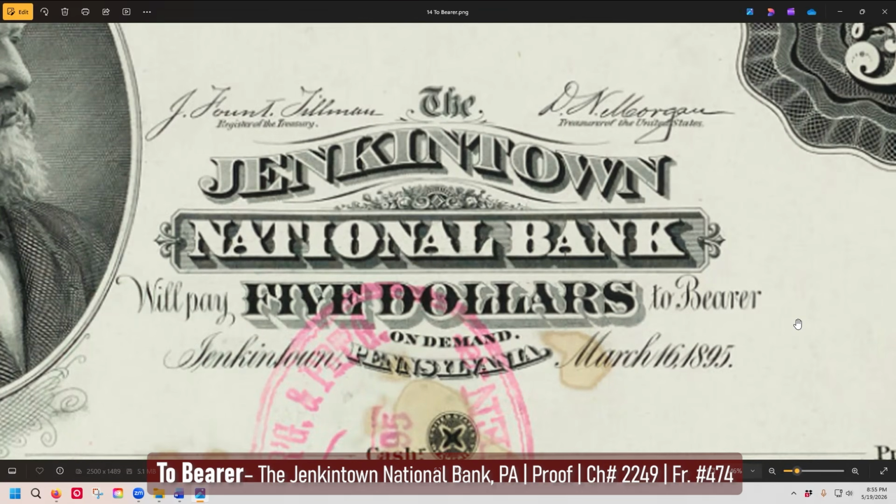Otherwise, this is the only one. This Jenkintown National Bank is the only two-bearer block title layout note. This might as well be one of America's greatest notes, top 100 notes, because you can't ever complete this. Last I know, per the census, there's one of these.